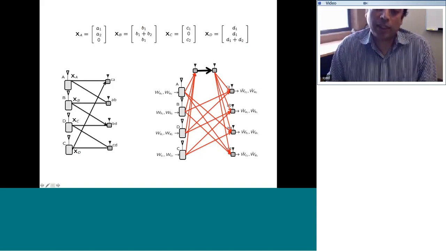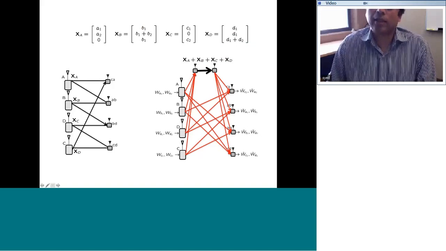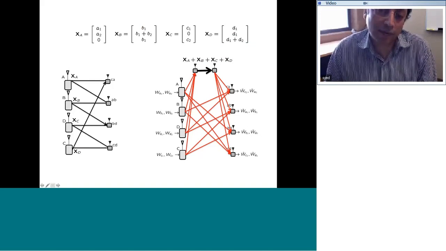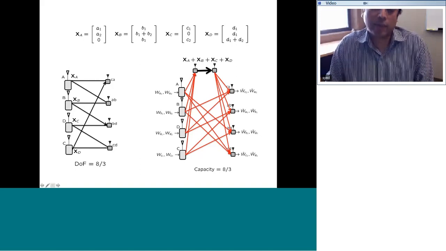What will be the solution in the index coding problem? It will be the same thing, XA plus XB plus XC plus XD. That's what you will send. And each receiver, of course, will remove the part that he has antidotes for and be left with the part that he does not have antidotes for. So what will happen is the same thing as we saw before. This wireless network has 8/3 degrees of freedom. This index coding problem has capacity 8/3.